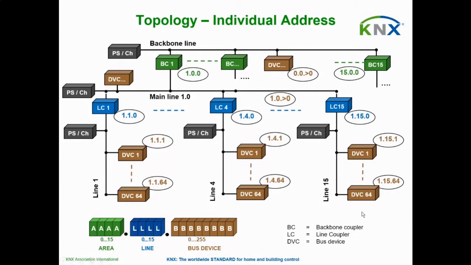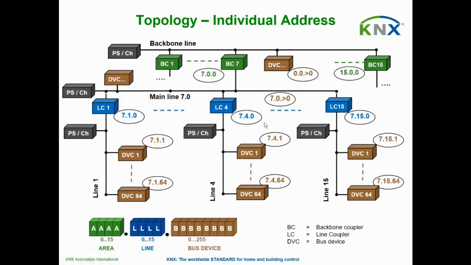It just works. Important to remember as well, as I've said before, if a device has a proper device address, it must rest on that line behind its line coupler. Example here, device 1.4.1 sits behind line coupler 1.4.0. Device 1.15.64 sits behind the line coupler 1.15.0. And so on through the whole network. It's important that all the devices sit in the right place.